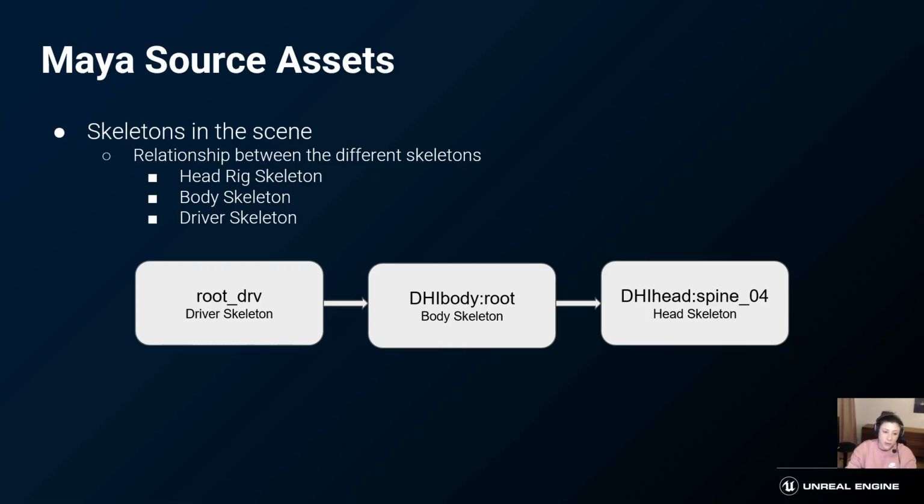When you export your MetaHuman to Maya, you will see that we have three skeletons: the driver skeleton, the body skeleton, and the head skeleton. The driver skeleton drives the body skeleton, which drives the head skeleton. The relationship between the head and the body stays true also in engine. The body skeleton drives the head skeleton up till the head joint. Then all of the face joints are driven, and the blend shapes also are driven by the rig logic node.